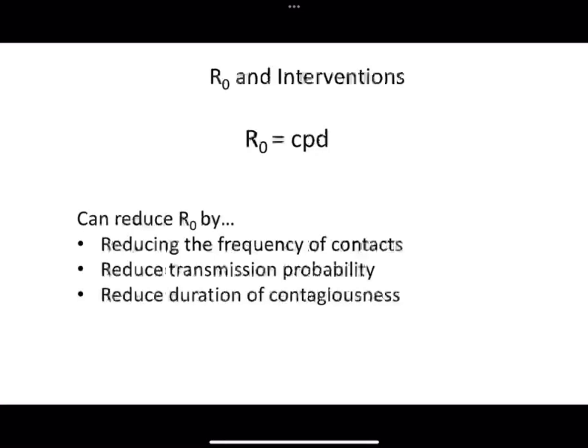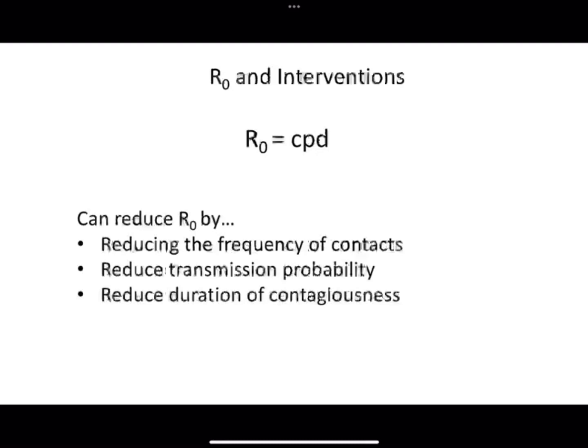So just looking at this R naught equation, it shows you some of the ways that epidemiologists think, where you can look at these different components of the equation and see them as different ways that you can reach the same goal. So if your goal is to reduce R naught, you can look at C, P, and D as 3 separate ways to go about that.